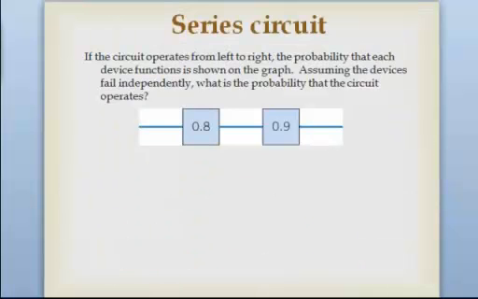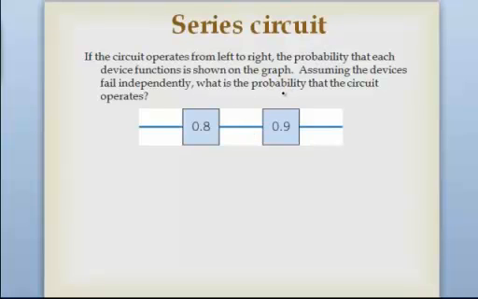Voila. Okay, now we're on to a circuit problem. I love circuits. I'm always partial to them. So anyway, if we have a circuit operating from left to right, the probability that each device functions is shown on the graph. So we've got 0.8 and 0.9. So each one can fail independently. That means that if this one gets hot, it's not going to actually fry this one. They don't affect one another is the premise of this.